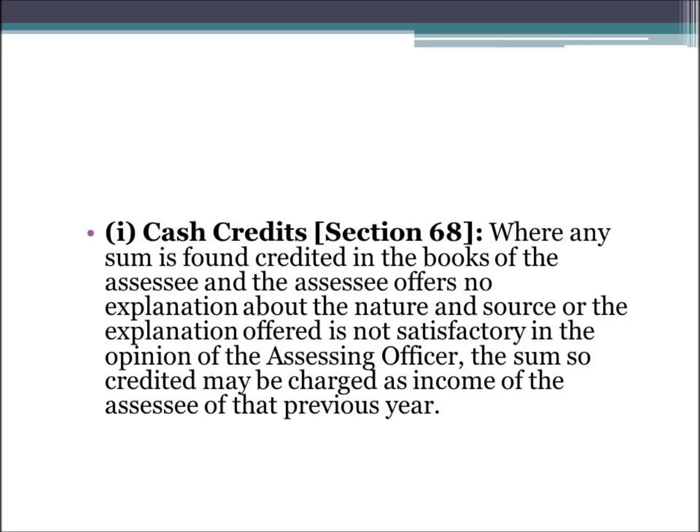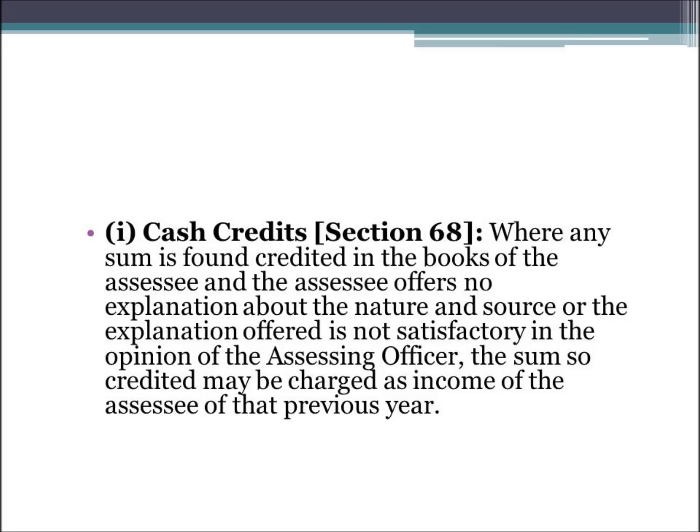Where any sum is found credited in the books of the assessee and the assessee offers no explanation about the nature and source, or the explanation offered is not satisfactory in the opinion of the assessing officer, the sum so credited may be charged as income of the assessee of that previous year.